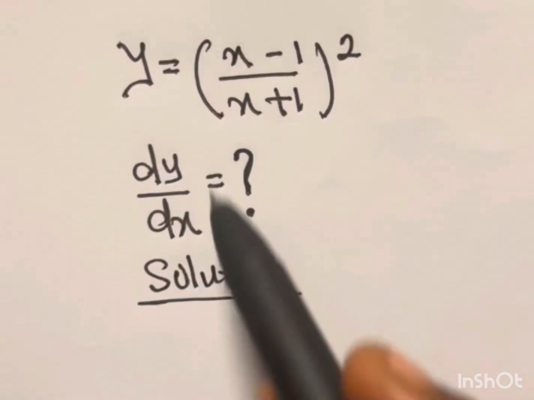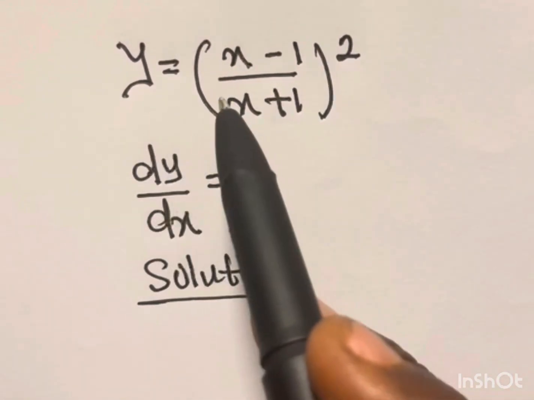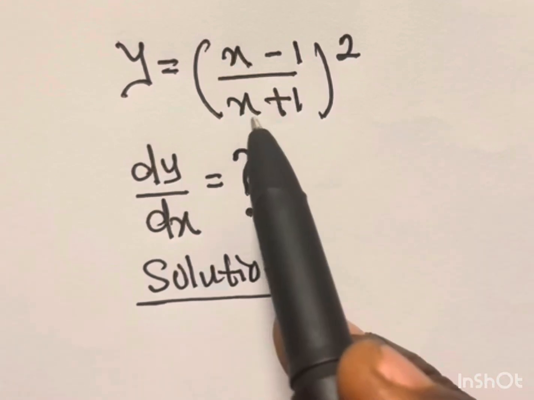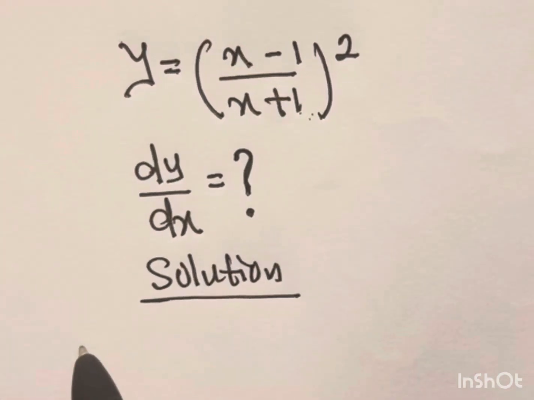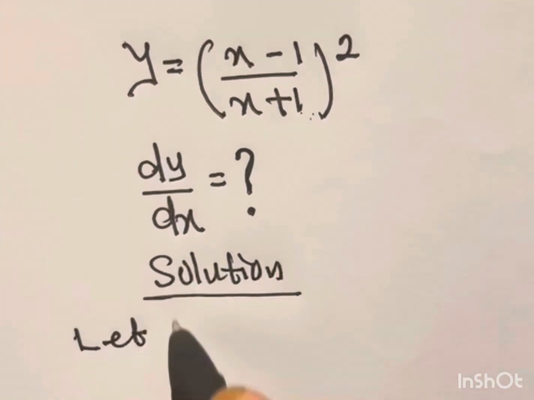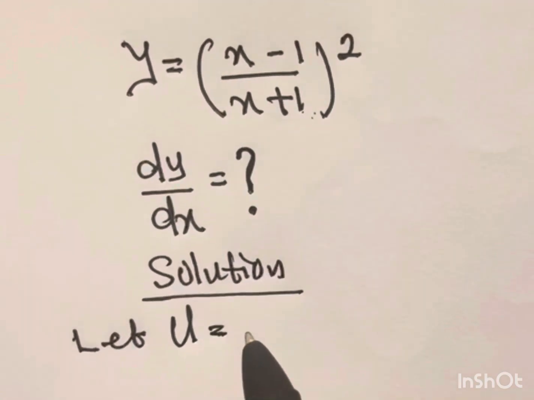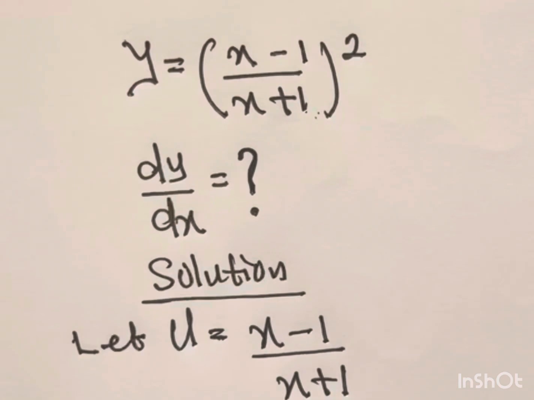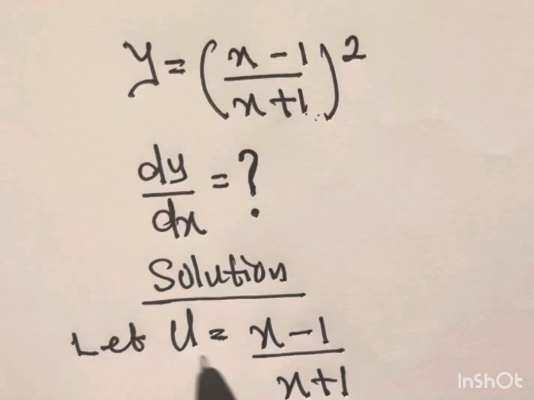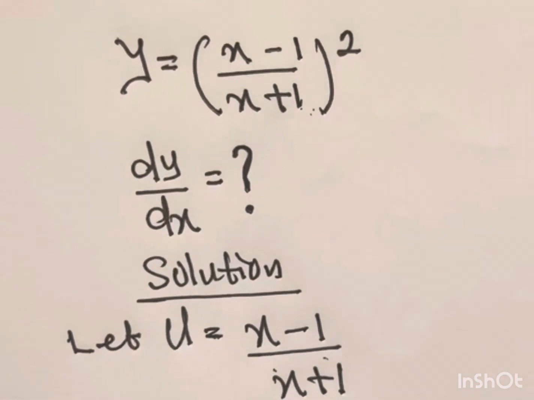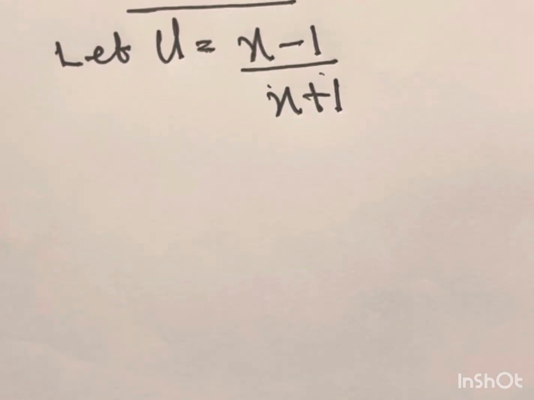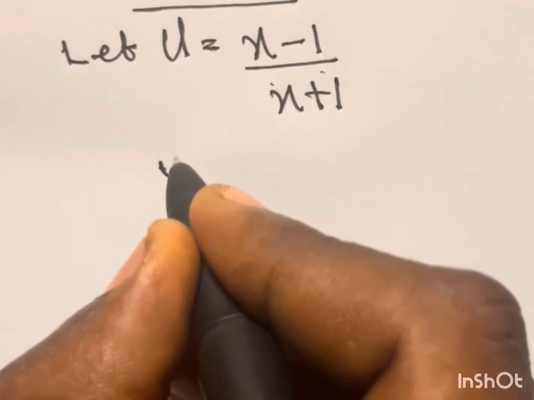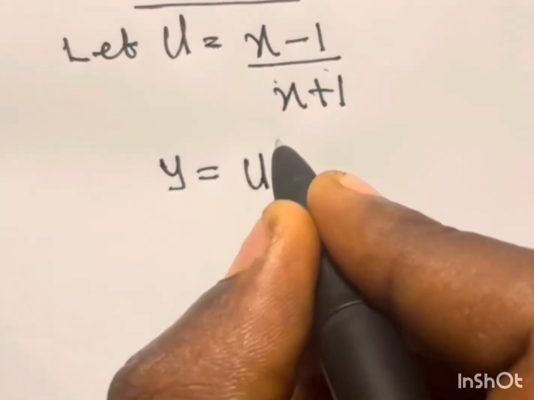We want to find dy/dx of y equals ((x minus 1) divided by (x plus 1)) squared. The first step is to let u be equal to (x minus 1) divided by (x plus 1). If u is equal to (x minus 1) divided by (x plus 1), then we will have y equal to u squared.